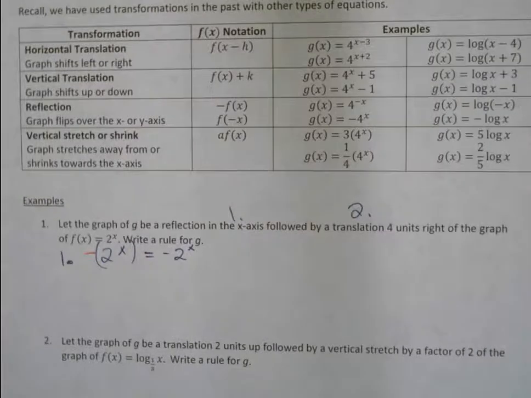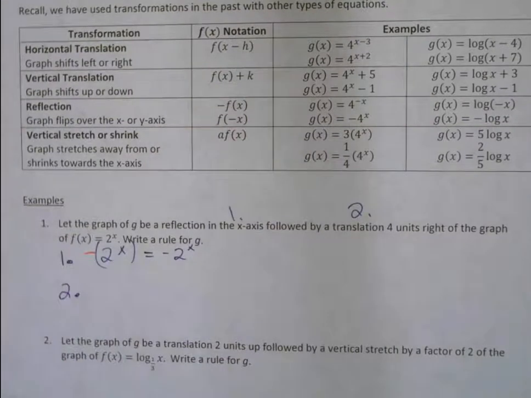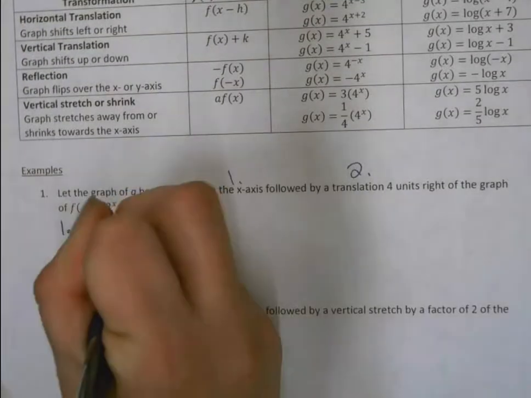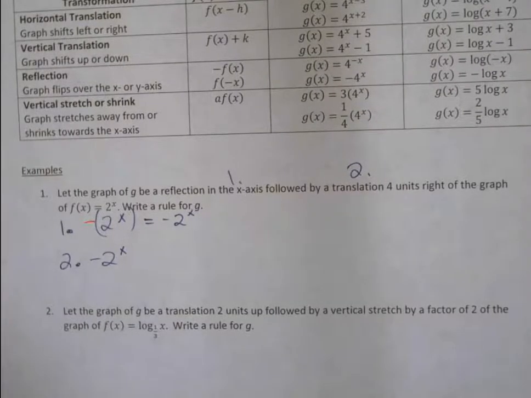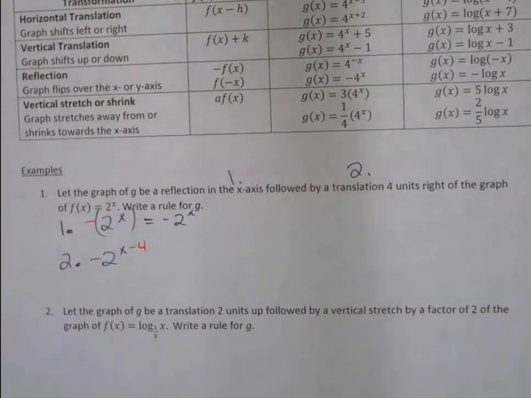Okay, so translation 4 units right. That always goes where? After. Okay, so when I move left or right, remember, left and right always gets grouped with the x, up and down goes at the end. So right, remember since it goes with the x, it's opposite the sign. Right is normally positive, so I'm going to do the opposite when it's with the x.